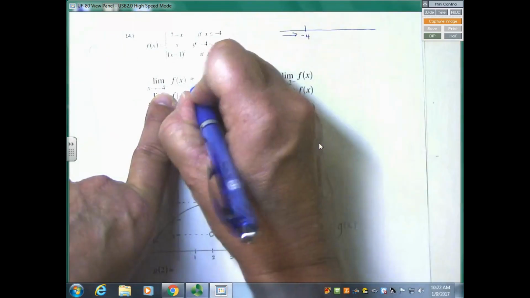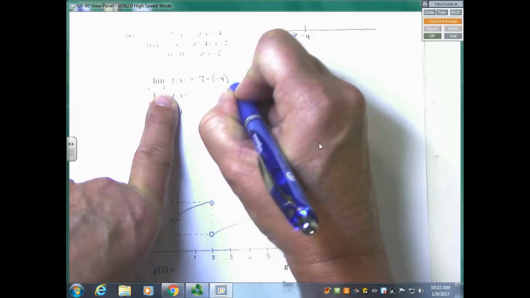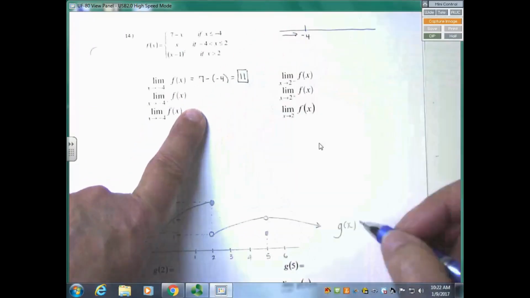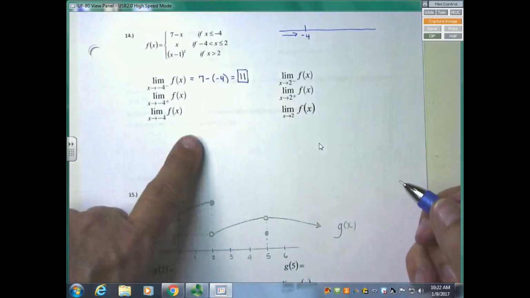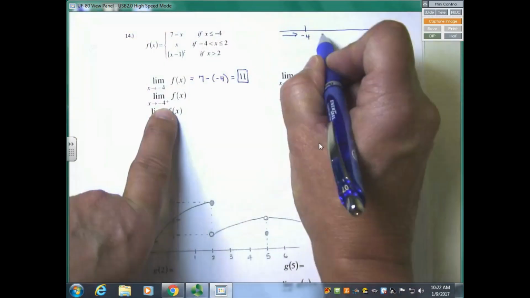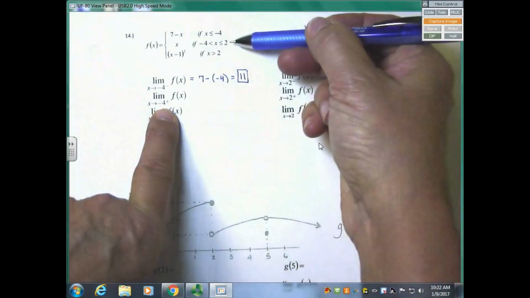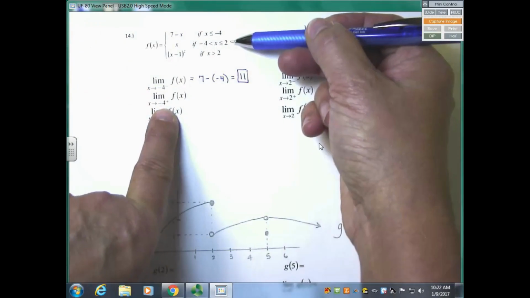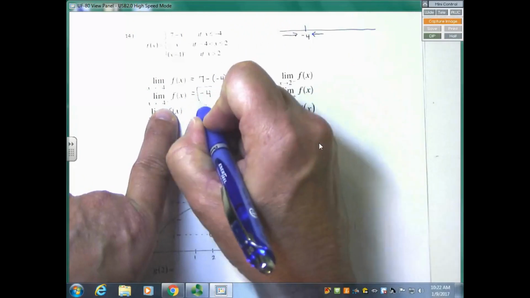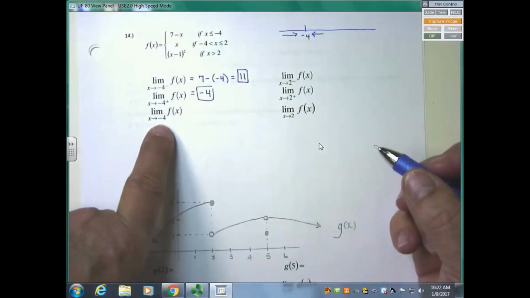Remember, first rule of thumb, plug it in. So 7 minus -4 is 11. Well, there's an answer. So that is it. Always go back to plug it in. All right, the limit as x approaches -4 from the right, that would be numbers bigger than -4, which would fall into this category. So that means I'm going to plug -4 into there. Well, that's my answer.